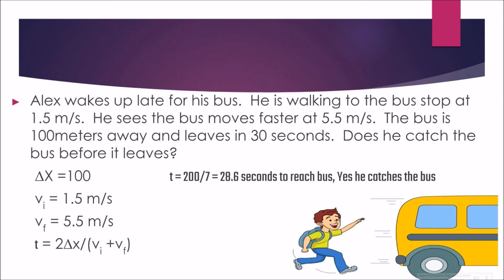All right, so what we have is an initial velocity of 1.5 meters per second, a final velocity of 5.5 meters per second, and a delta x of 100 meters. Okay, we need our time to be less than 30. Using the equation at the bottom, which is just combining the displacement equation and reorganizing it so that we solve for t, we can figure out if our time is less than 30 seconds. And we can see that it is in fact 28.6 seconds, and so he does catch the bus.